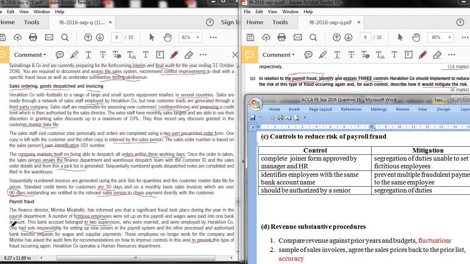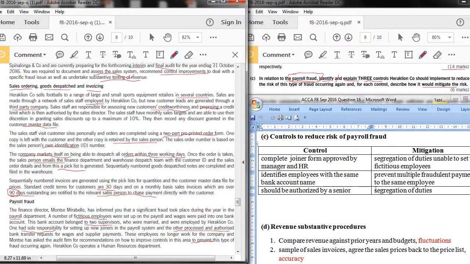Second control, we can recommend that a check will be performed to identify identical bank accounts in one payroll. This will prevent multiple fraudulent payments. If you do not have more than one bank account in the payroll list, it would not be possible to make more than one payment to one employee. And the third control we can put in is that the payroll sheet should be authorized by a senior. It will create a segregation of duties and no one employee would be able to make a transfer without the authorization of the senior.